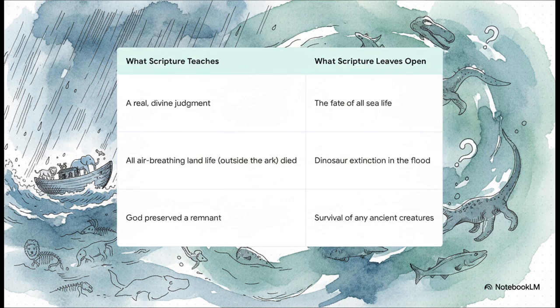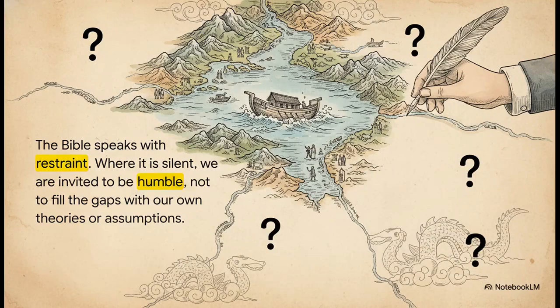So this little table here does a great job of separating those two things. On one side, you have the core theological points of the story, the stuff the text is really about. That the flood was a divine judgment and that God mercifully preserved a remnant. On the other side, you have the stuff the Bible just isn't all that concerned with answering, like the exact fate of the dinosaurs or whether some species of fish went extinct. And this restraint, it's a feature, not a bug.